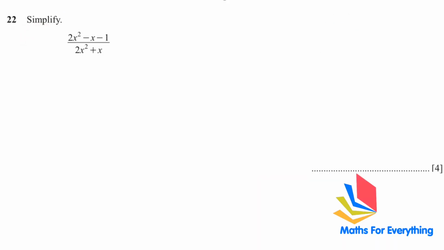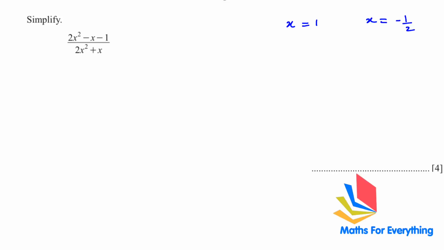Question number 22. We have to simplify. We have been given a quadratic equation on the top and in the denominator. You can use the calculator. I hope you know how to find your x by using the calculator. If you don't know, you can mention in the comment section which calculator you are using and I will give you the direction. So when you use the calculator and substitute the values, you will get x is equal to 1 and x is equal to negative half.